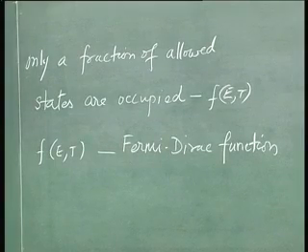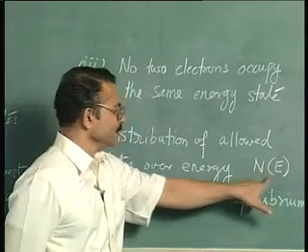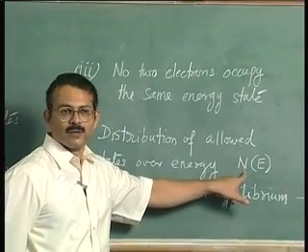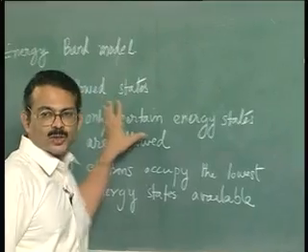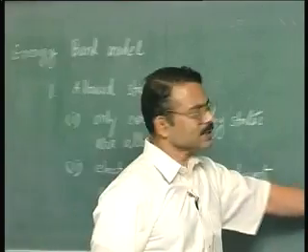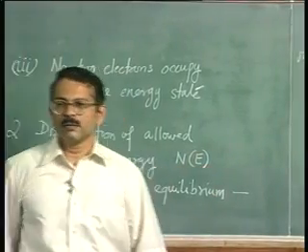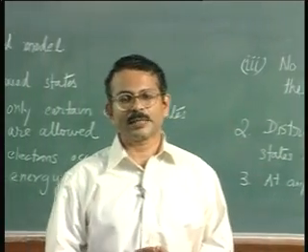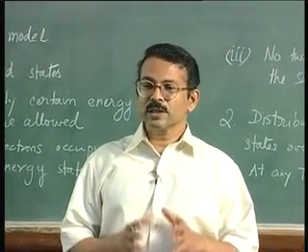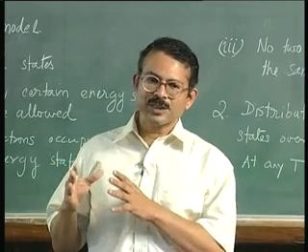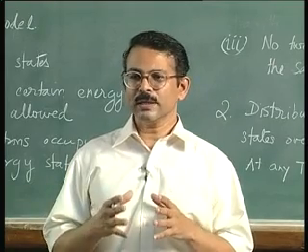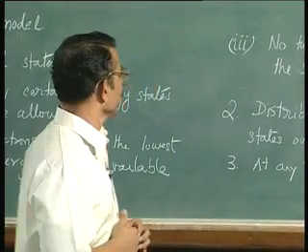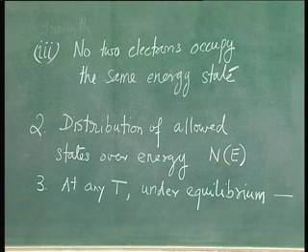This function is derived from statistical mechanics. So while the function N(E), the distribution of allowed states over energy, is obtained from quantum mechanics, and the first principle of allowed states also is a statement of quantum mechanics, the last tenet or statement is related to statistical mechanics. So the energy band model combines results from statistical mechanics and quantum mechanics and tries to put them together, okay, in a coherent form. So now let us take up each of these three tenets one by one.